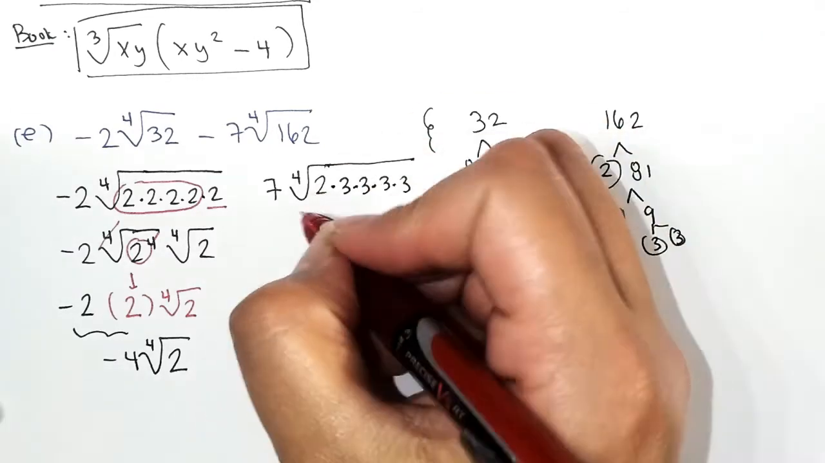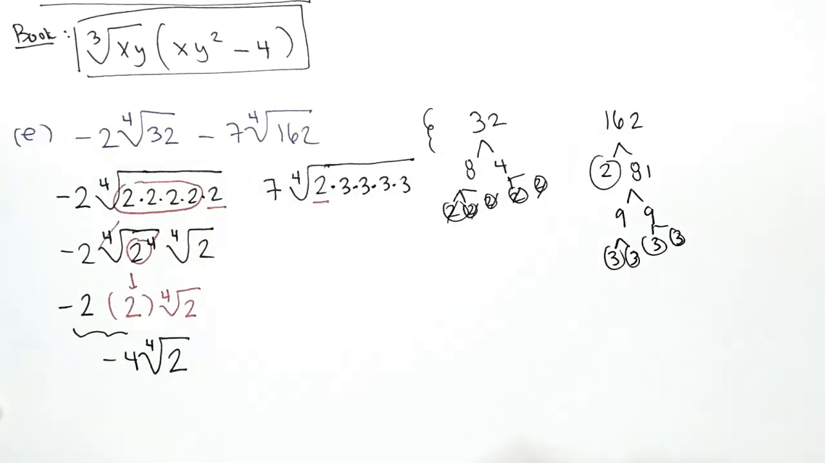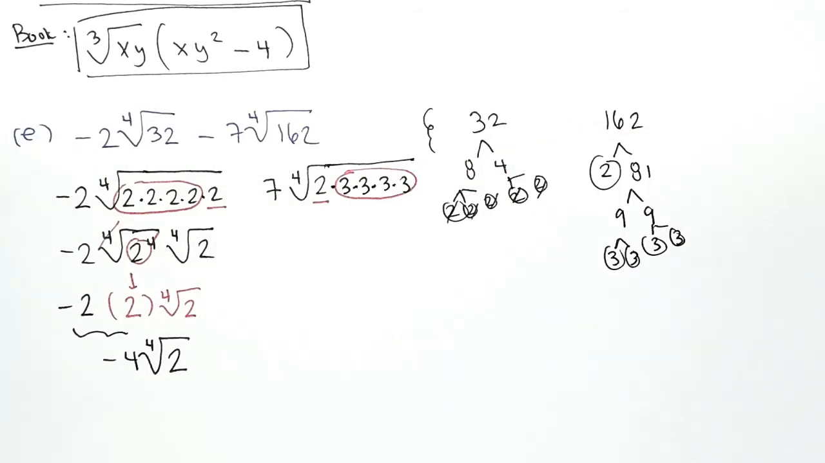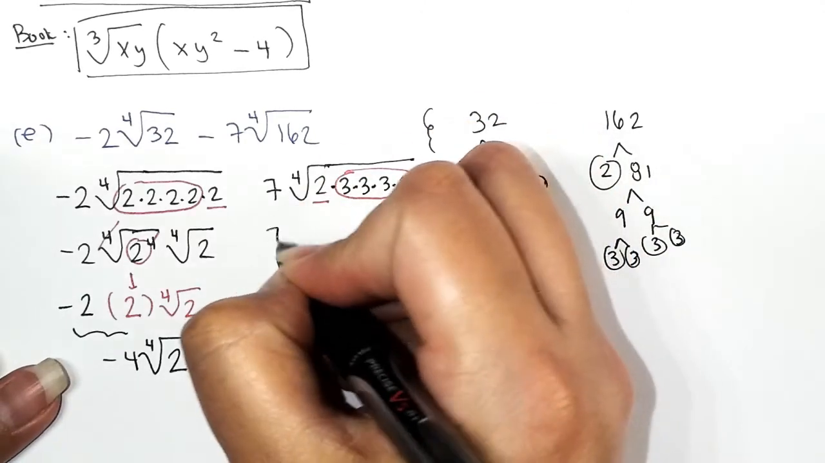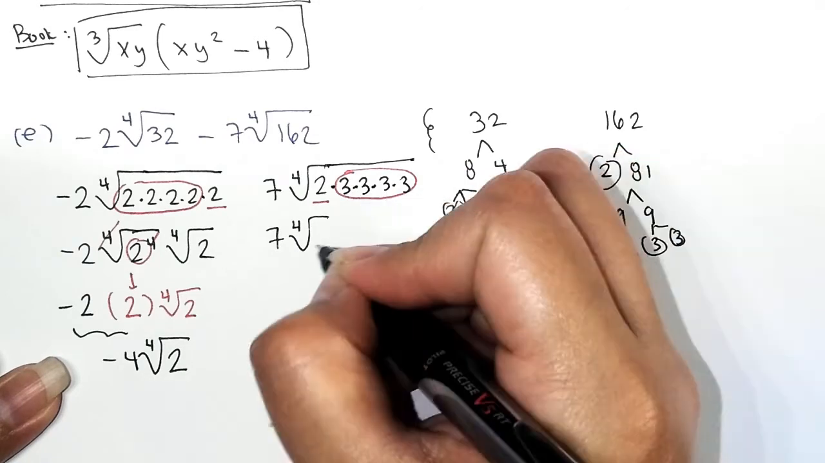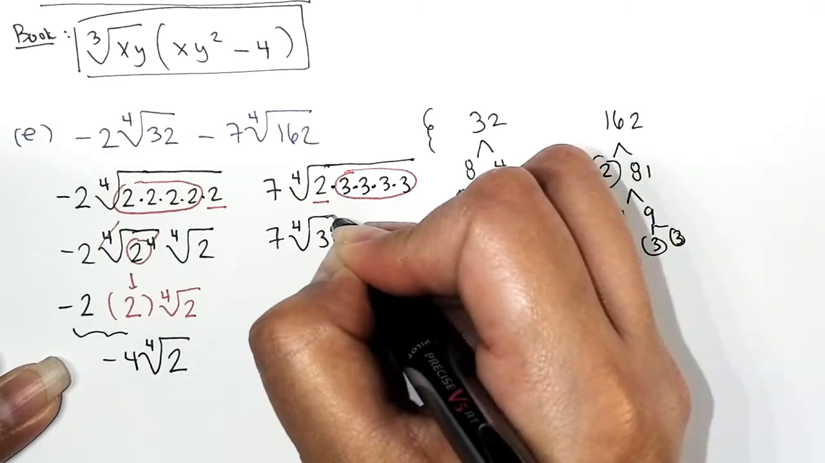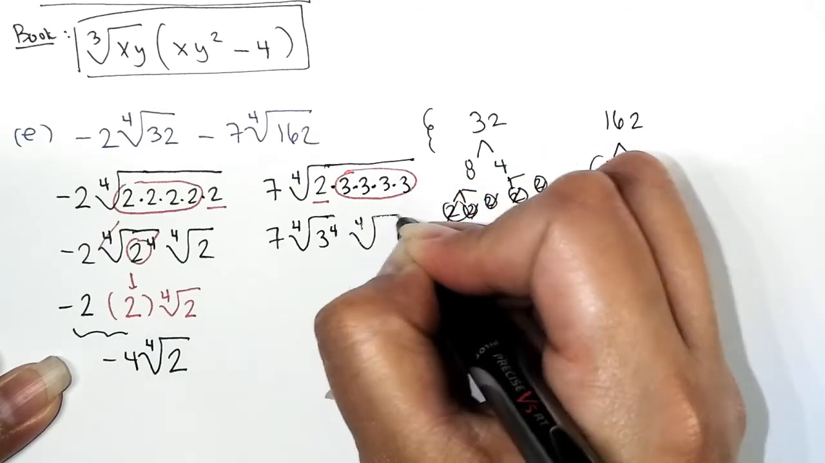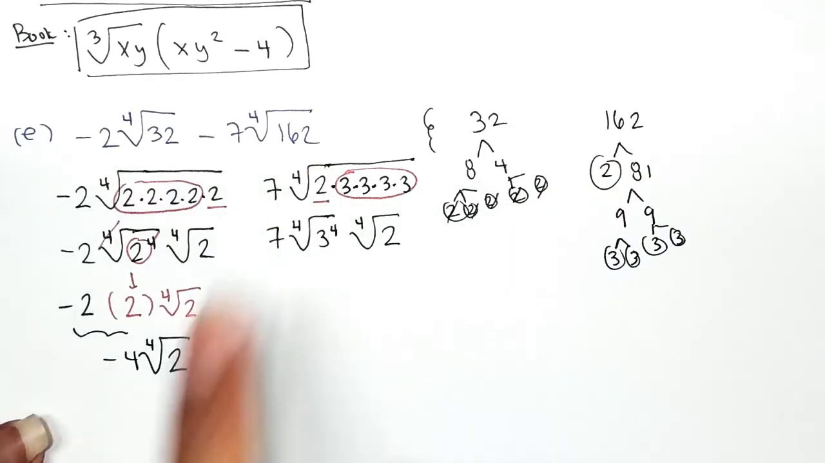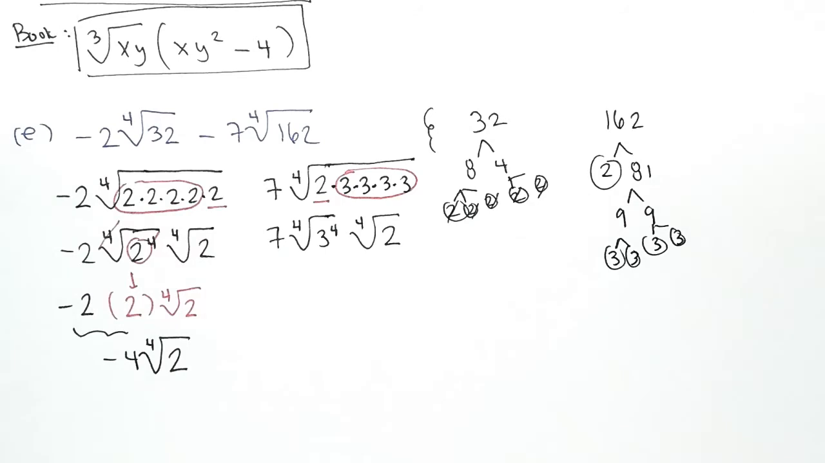We're going to have a solo rider with the 2, but we can make a group of 4 with the 3s, okay? So the groups get their own radical, like their own house party or cabana. So that will give us the 4th root of 3 to the 4th power, times the 4th root of that solo rider. Okay, so we still have the 4th root of 162, but we used the product rule for radicals. Let's continue and evaluate what we can.